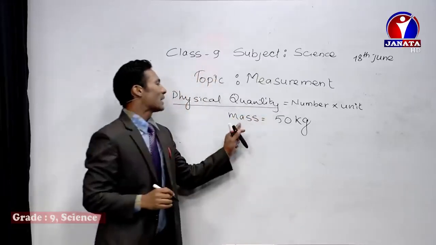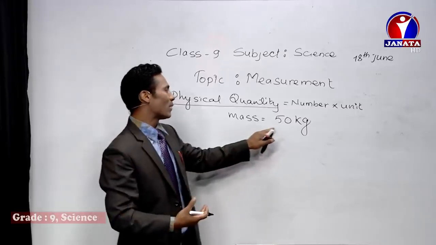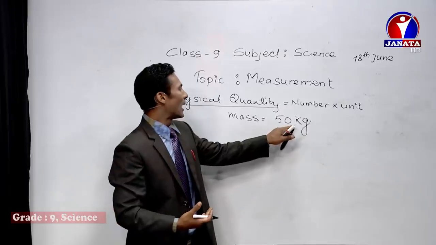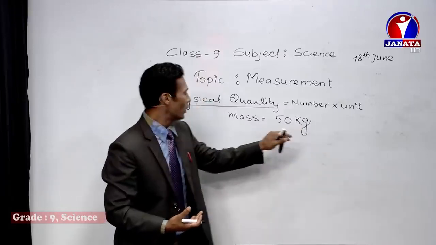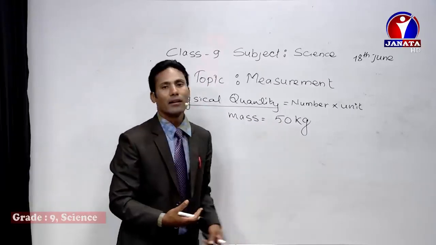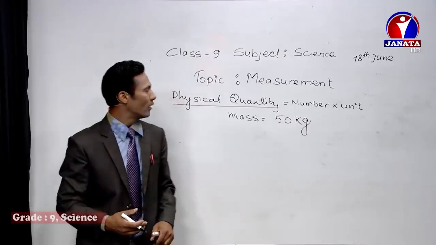So mass is the physical quantity, and I have expressed it in terms of number, which is also called the quantity, and also the unit. So a physical quantity can be explained in terms of number and unit. This is the representation of a physical quantity.